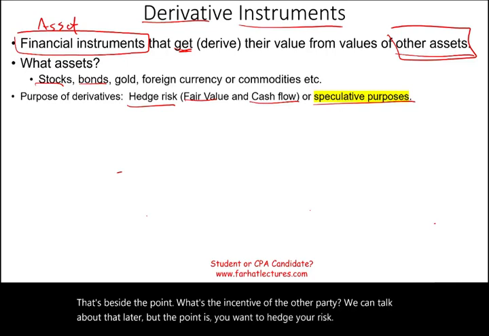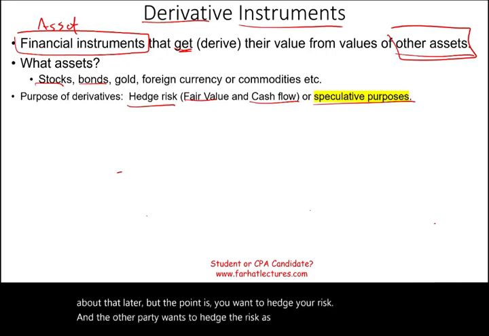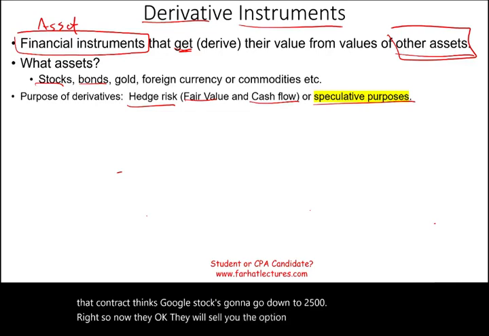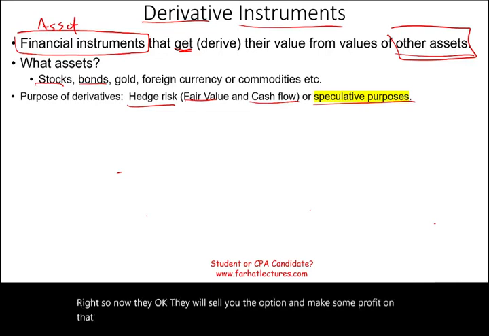And the other party wants to hedge the risk as well, because whoever's selling you that contract thinks Google stock's going to go down to 2,500, right? So now they will sell you the option and make some profit on that option. Okay, so the point is there is a motive for both parties. Just keep that in mind.